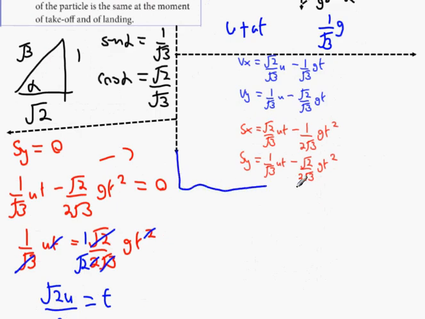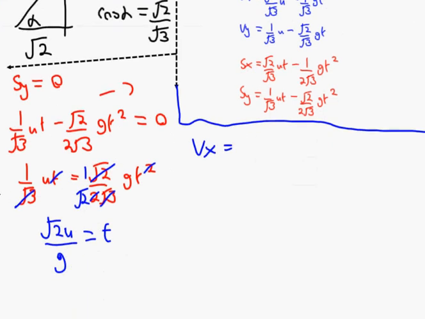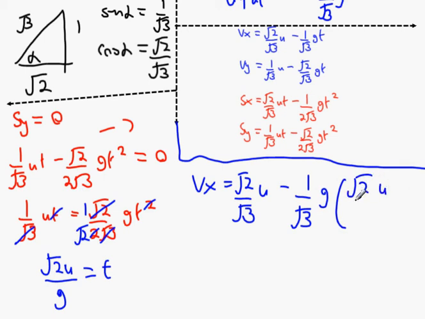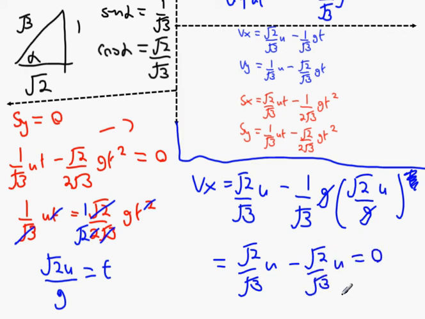Now, phi x equals root 2 divided by root 3 u minus 1 over root 3 gt. So it's going to be g, and now we have the root 2 u over g times t. Now, you notice that the g's will cancel. There's no t there, I substitute in t. I'm going to get root 2 over root 3 u minus root 2 over root 3 u. That equals 0.